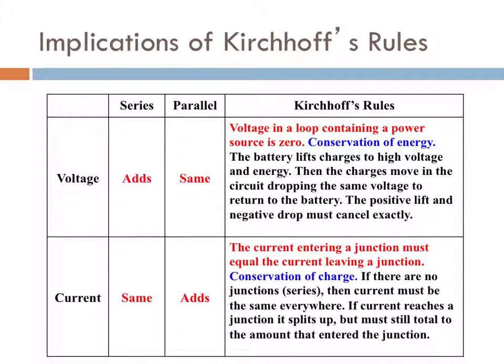For current, the current entering a junction must equal the current leaving a junction. Again, going back to the conservation of charge. So if there is no junction, then the current is the same everywhere. If the current reaches a junction, it splits up, but must still total to the amount that entered the junction.